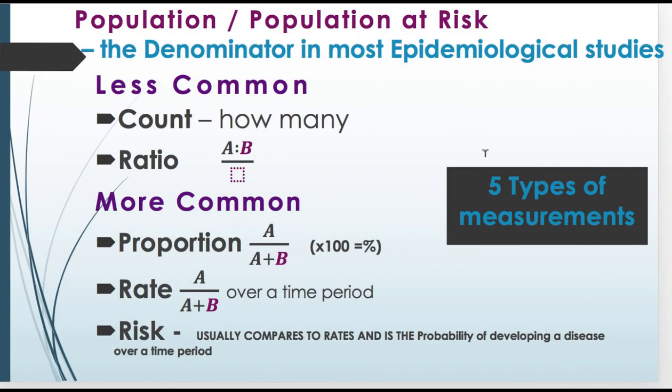There are five main types of measurements used in epidemiology. And the first one is the count. And the count is simply the number of disease events or incident cases. And it's a pretty simple measure of disease frequency during a certain time period. And it could tell us something about healthcare resources needed.